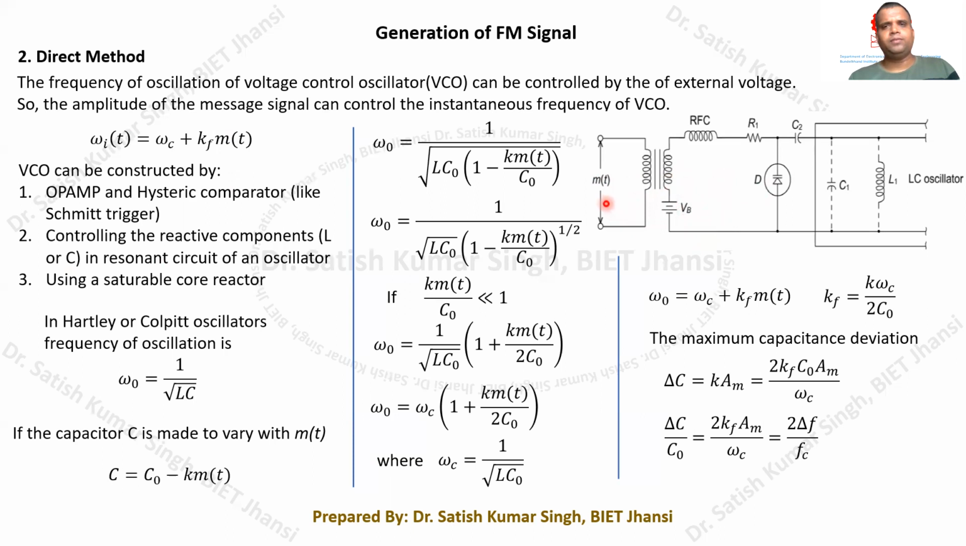Now whenever the message voltage appears, it comes to the secondary winding, and because of this voltage, the total amount of reverse bias or forward bias is controlled based on the magnitude of the message signal. This way we can control the reverse bias of the varactor diode in this particular circuit.